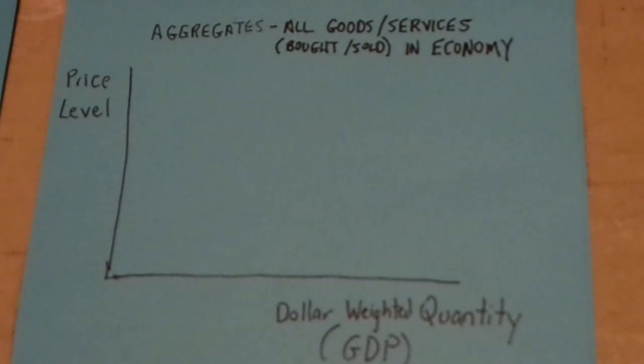That's inflation-adjusted price level. And we also use dollar-weighted quantity, or GDP, on the horizontal axis. And this allows us to consider things like how much more significant one car is than one loaf of bread.